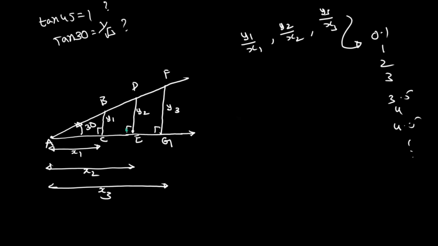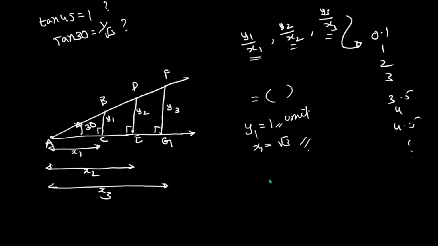On graph paper, you can draw this line, use a protractor to draw the 30 degrees line, and keep drawing the vertical lines. Then take any of the Y and X ratios, like Y1 by X1 or Y2 by X2 or Y3 by X3, and you get some number. For example, if you draw a vertical line measuring 1 centimeter, 1 meter or 1 unit, then you will see that X1 is equal to root 3.